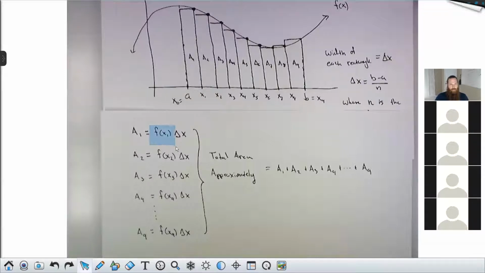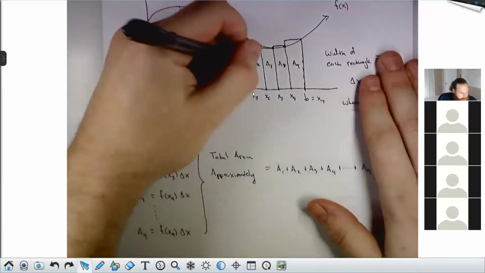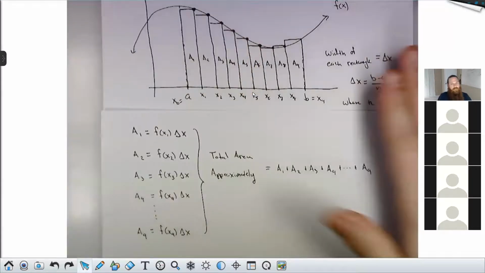So each rectangle has a height and a width. The area of each rectangle is that height times that width. They all have the same width, but their heights vary depending on the value of the function at the right endpoint of the subinterval. So if I want to know what is the area in A5, I would look at the right endpoint of the subinterval that makes A5, find the value of the function there, the y value on this graph, which is f of x5, and multiply that by the width, which is delta x. I'm realizing this A looks like a delta here. This is an A6. These are all A's there.